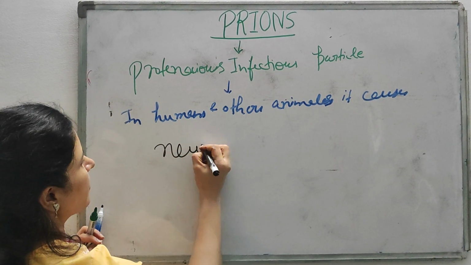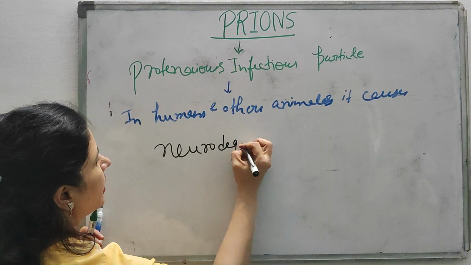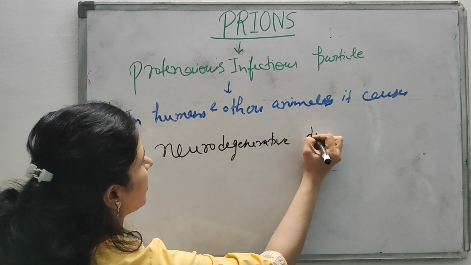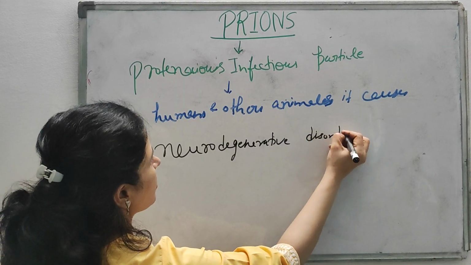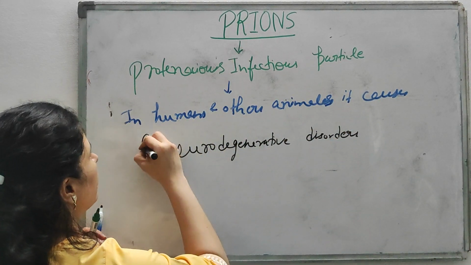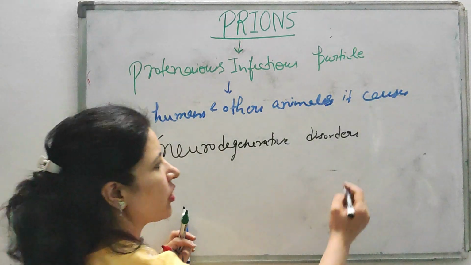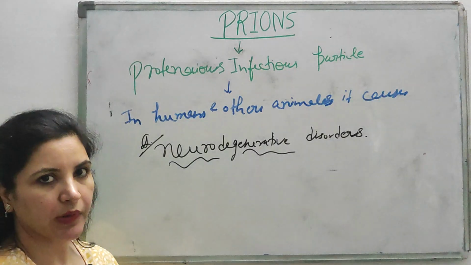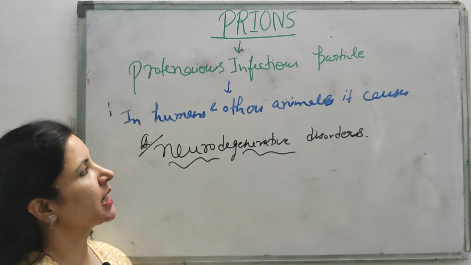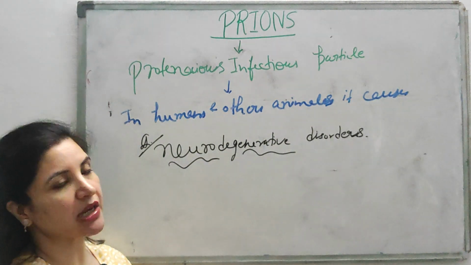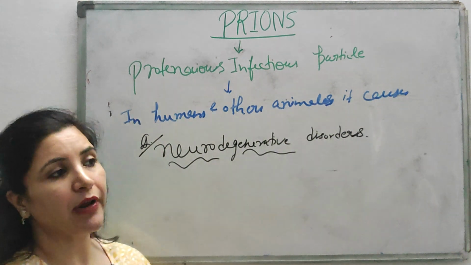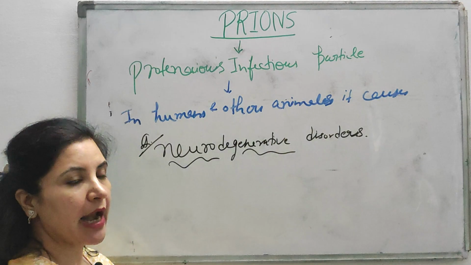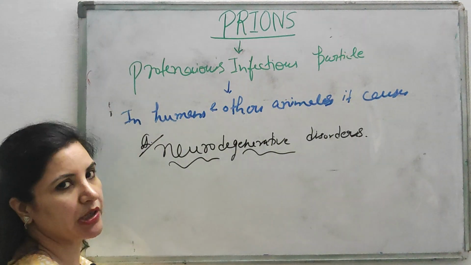Okay, they will cause basically neurodegenerative disorders. So this can be asked as an MCQ: what kind of disorders are caused by prions? Prions cause neurodegenerative disorders. So what are prions? Prions are proteinaceous infectious particles which cause a variety of diseases in humans and animals, and they cause neurodegenerative disorders.